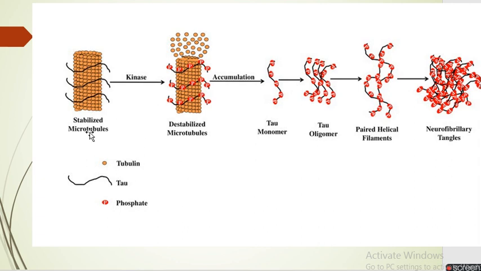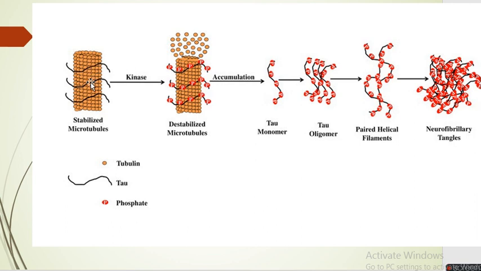So see, in that what happened, there is a stabilized microtubule. This indicates tau protein, this indicates phosphate. So when there is a kinase, what does kinase do? They actually destabilize the microtubule. When neurodegenerative changes happen, the kinase becomes active, and they destabilize the microtubule. How? They phosphorylate the tau protein. When tau protein becomes phosphorylated, it detaches from the microtubule. They disturb the function of the microtubule.